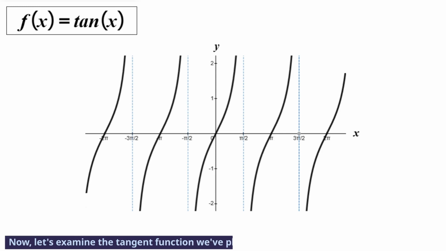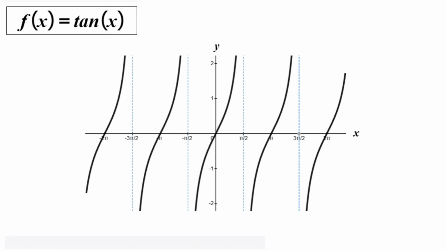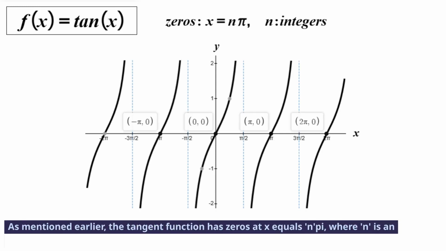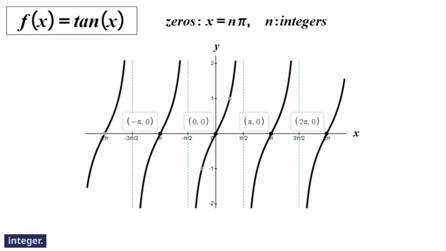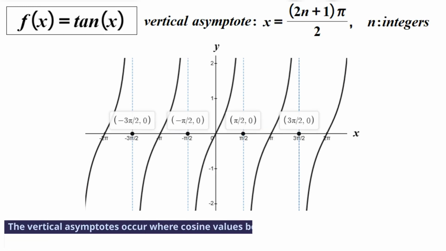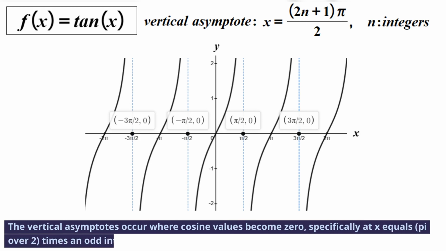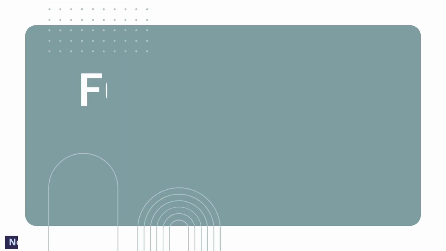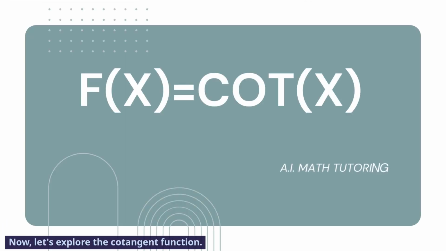Now, let's examine the tangent function we've plotted. As mentioned earlier, the tangent function has zeros at x equals n pi, where n is an integer. The vertical asymptotes occur where cosine values become 0, specifically at x equals pi over 2 times an odd integer. Now, let's explore the cotangent function.